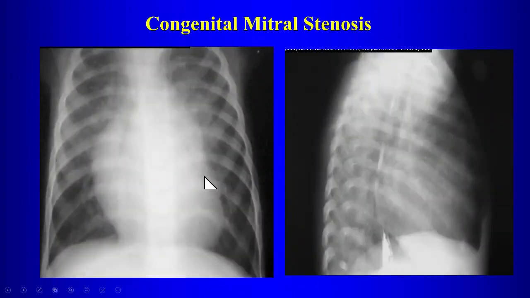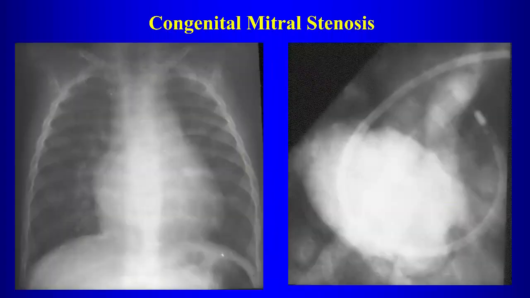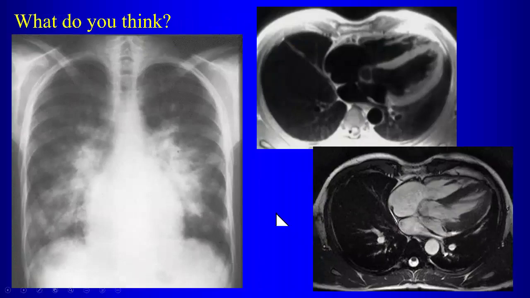Congenital mitral stenosis, that's pretty rare. That will give you an enlarged left atrium in these cases, with pulmonary venous hypertension and failure. So here's an example of that. So it's a double density back here, big left atrium, congenital mitral valve stenosis. That's a pretty unusual lesion though.